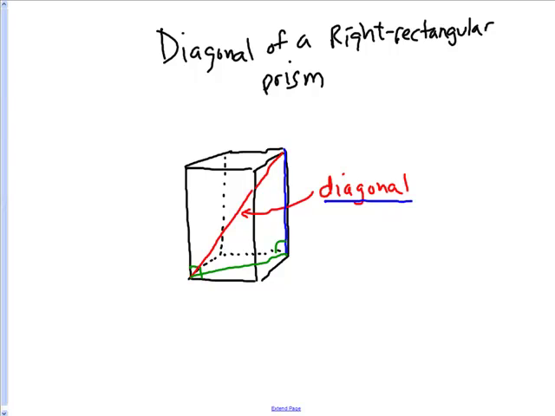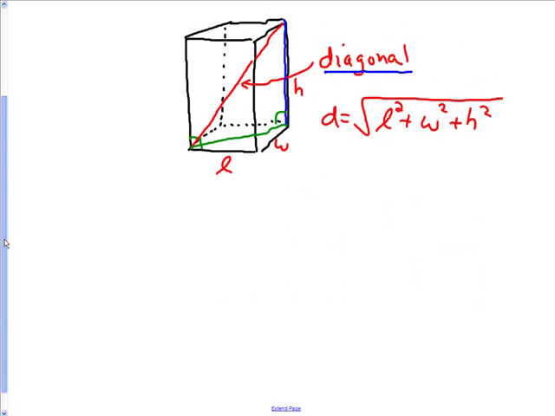I'm going to say that the length of the diagonal is equal to the square root of the length of the prism squared plus the width of the prism squared plus the height of the prism squared. So here's length, width, and height. If I know those three values, I can find the length of any diagonal. I'm going to move this up a little here.